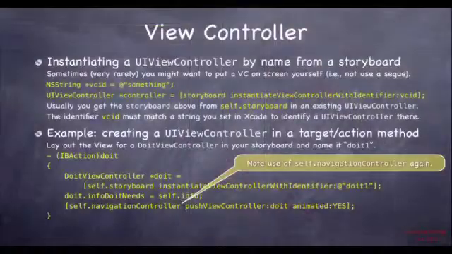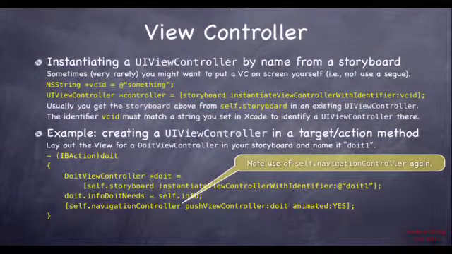All right. So what would the code look like here? Here I have a target action method, do it. So I got some button and I hit do it. When I hit do it, I've got some do it view controller in my storyboard.